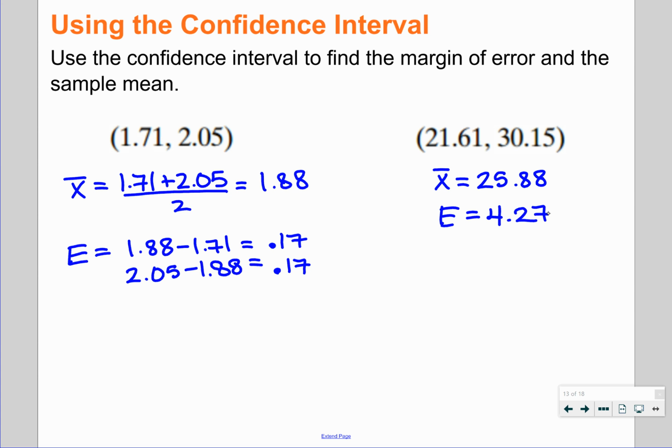Tomorrow then, we've only got like 3 slides left. We're just going to put all these pieces together now and form our own confidence intervals based on some data.